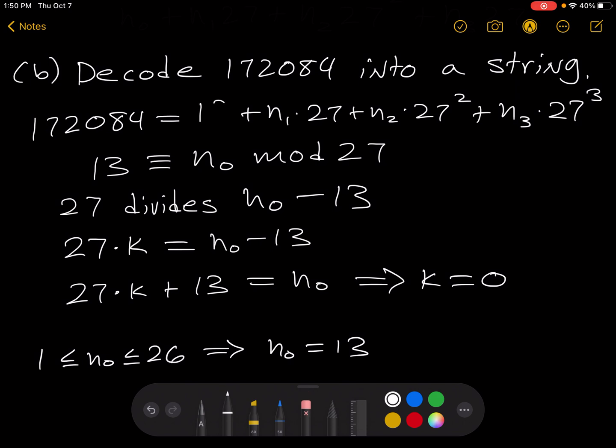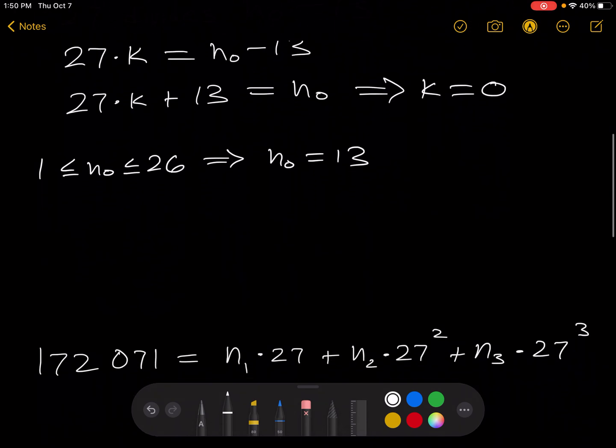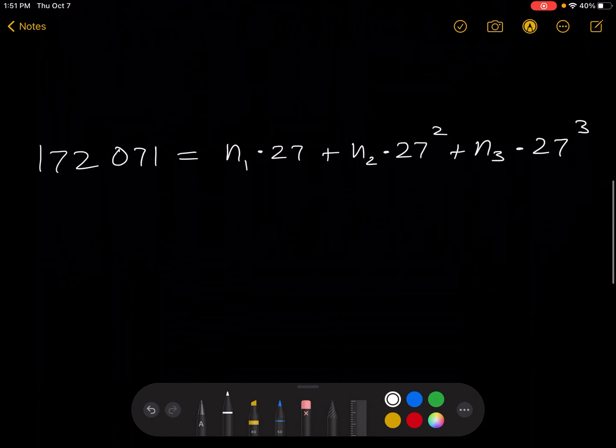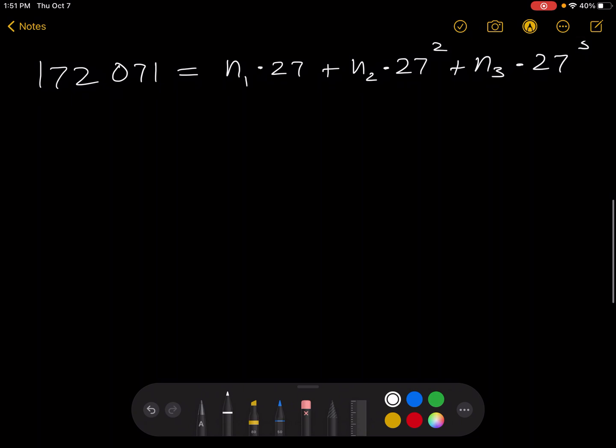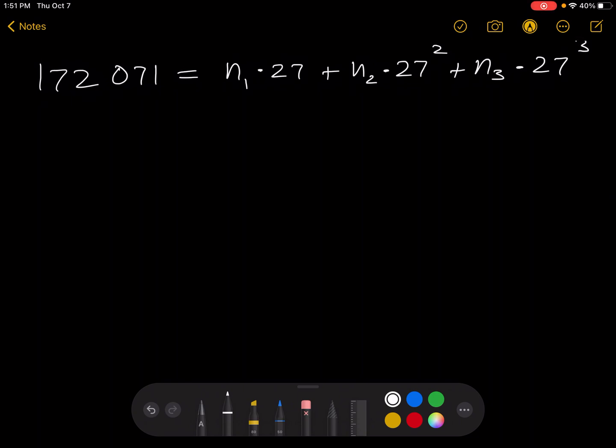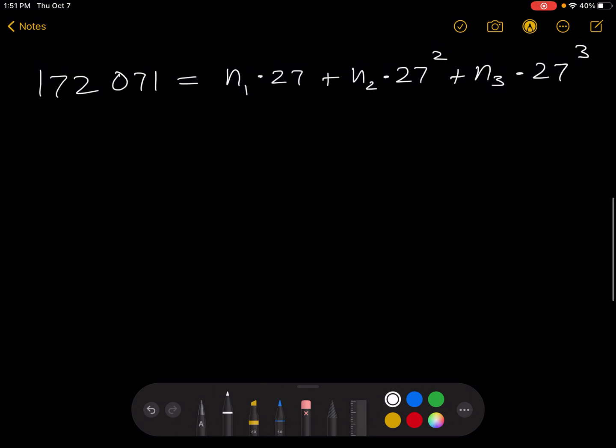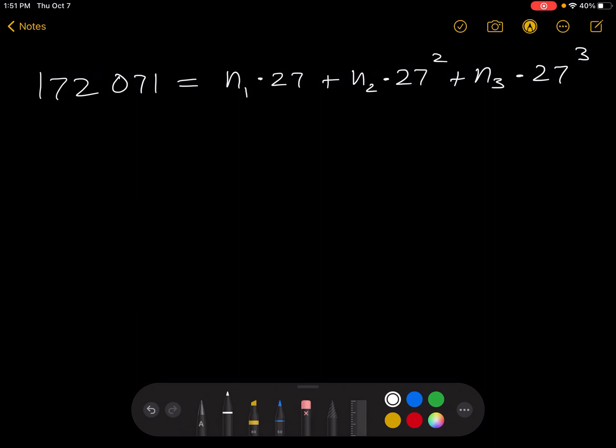And so now we can put 13 in here. All right, now repeating the process. First we're going to subtract 13 from both sides. So 172,084 minus 13 is 172,071. And so now we have this equation, and we're going to solve this equation now for n1. So what we want to do is make both of these go to 0 by modding out by 27 squared.